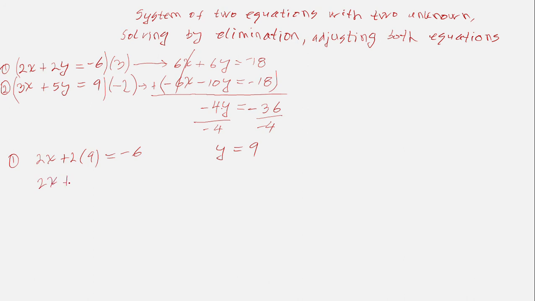So 2x plus 2 times 9 is 18, equals negative 6. So we subtract 18 from both sides. So we have 2x is equal to, this will be negative 24. All we need to do now is divide both sides by 2 to get x. So we get x equals, and this will be negative 12.